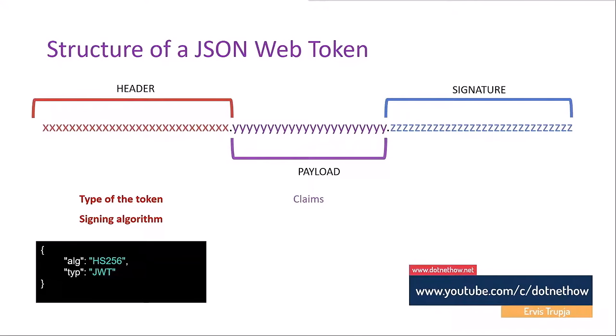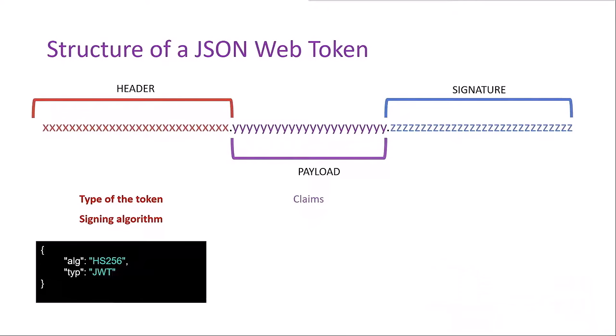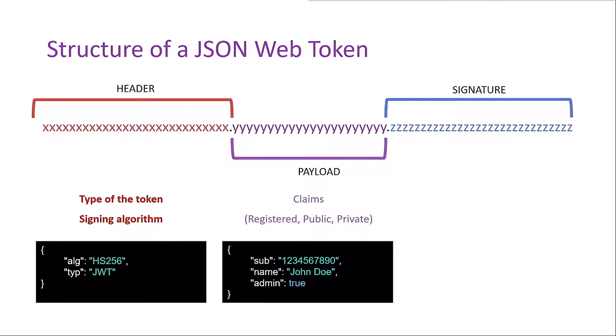And claims are just statements about an entity, which typically is a user, and additional data. There are three types of claims. You have the registered claims, the public claims, and the private claims. An example of the claims JSON object would be this one, and then this payload is base64 URL encoded to form the second part of the JWT.